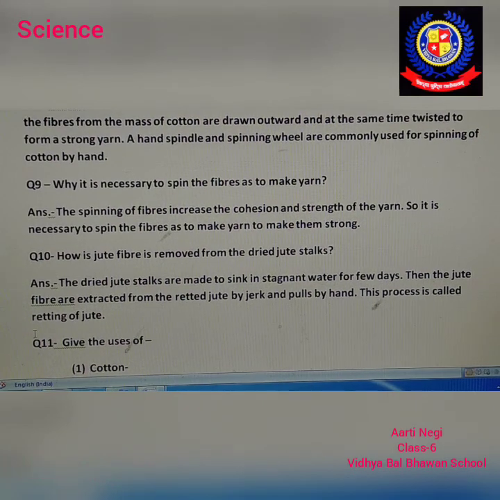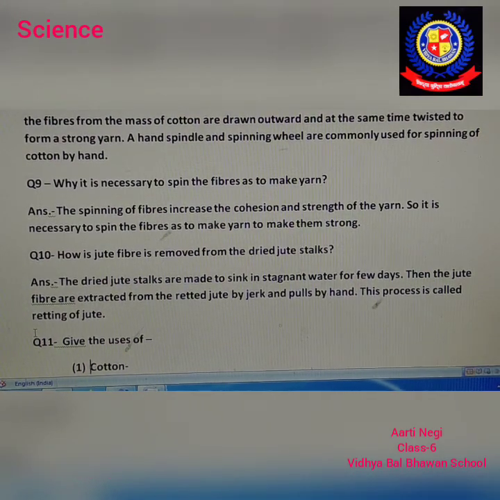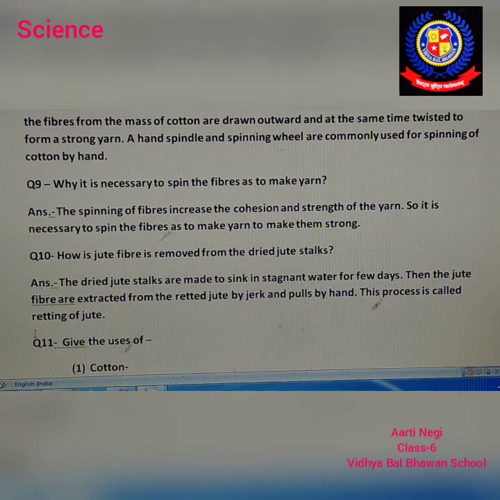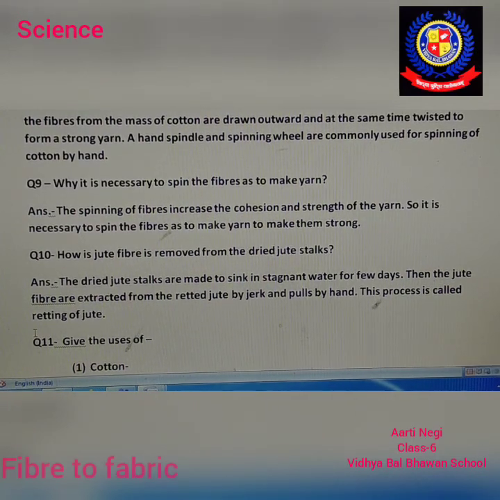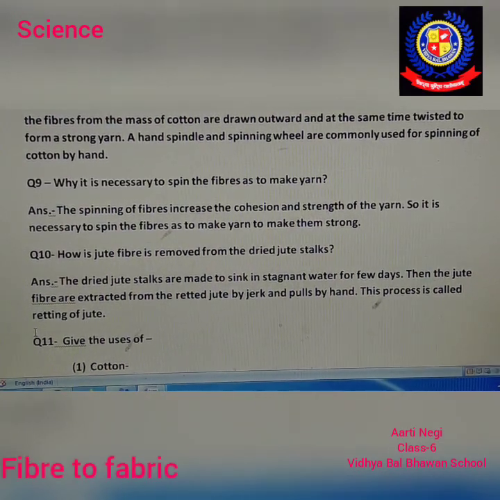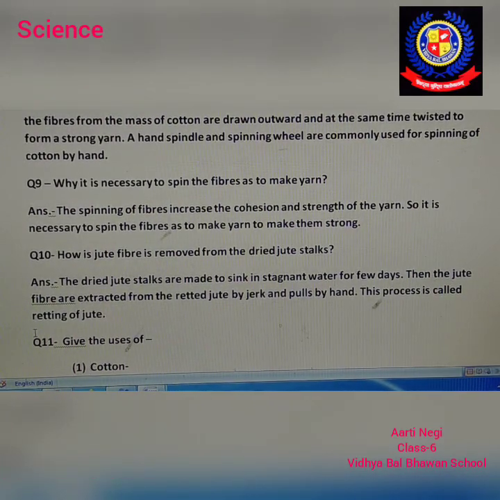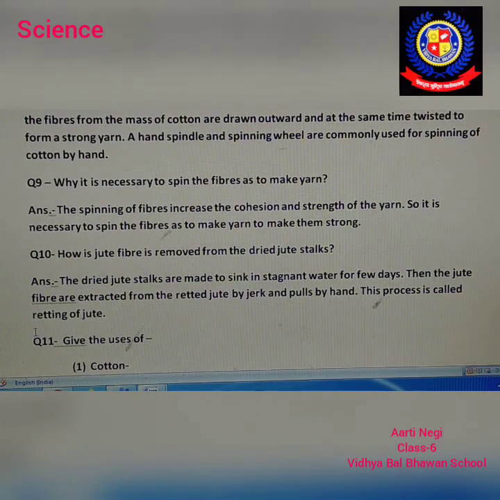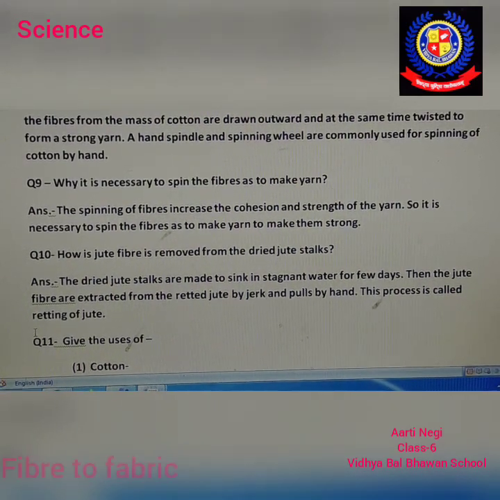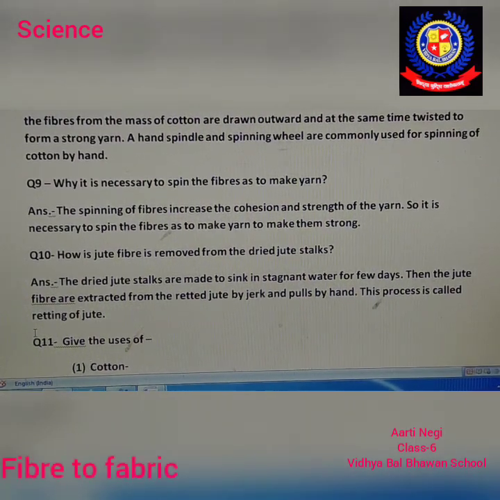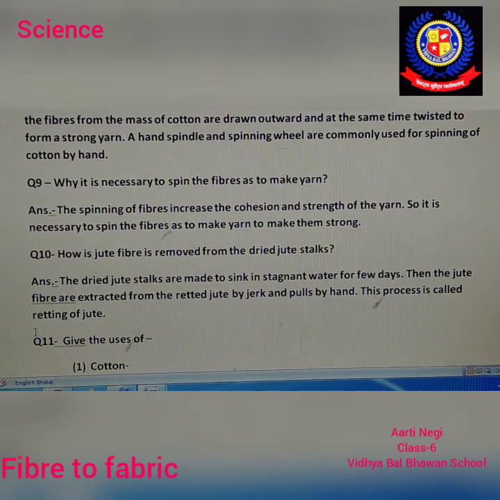So its answer is, the dried jute stalks are made to sink in stagnant water for a few days. Stagnant means stored in a place like pond water or lake water. That is called stagnant water. Then the jute fibers are extracted from the retted jute by jerks and pulls by hand, and this process is called retting of jute.